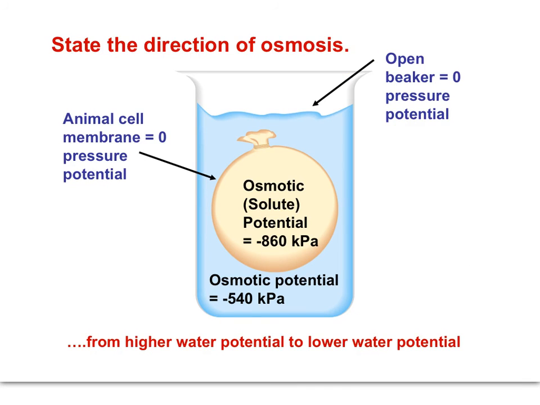Here's an easy question because neither the beaker nor the cell have a pressure potential. So just compare the osmotic potential to determine in which direction the water will diffuse. Water diffuses from the more positive potential to the more negative. Water will diffuse into the cell.